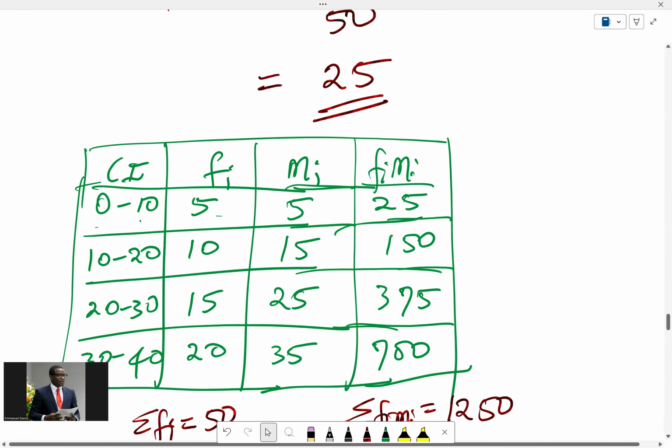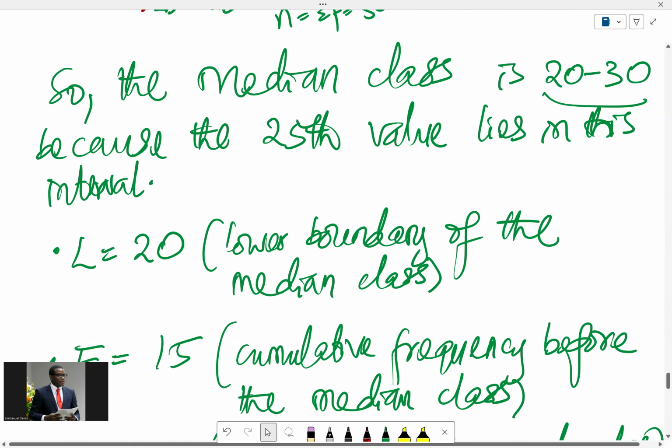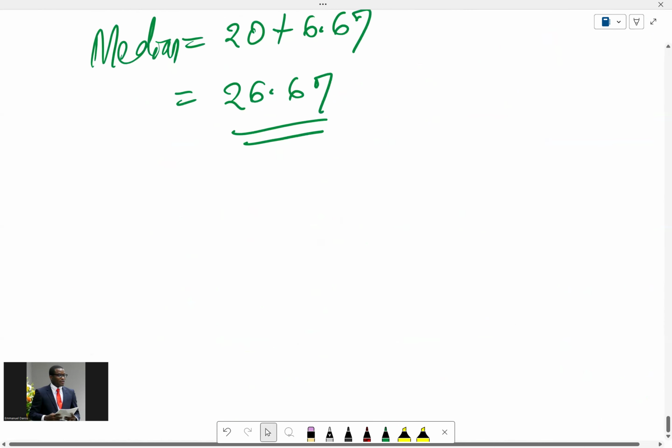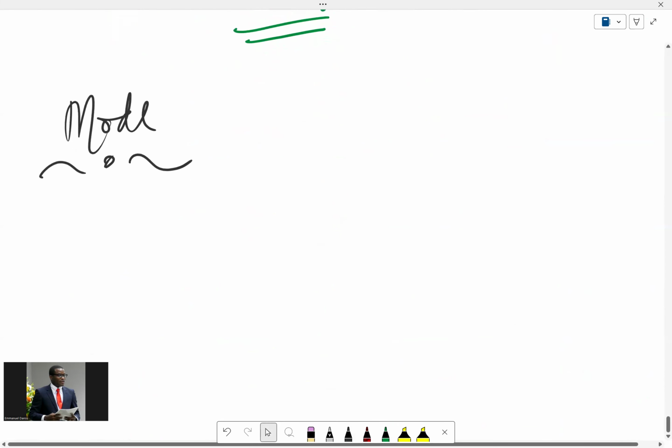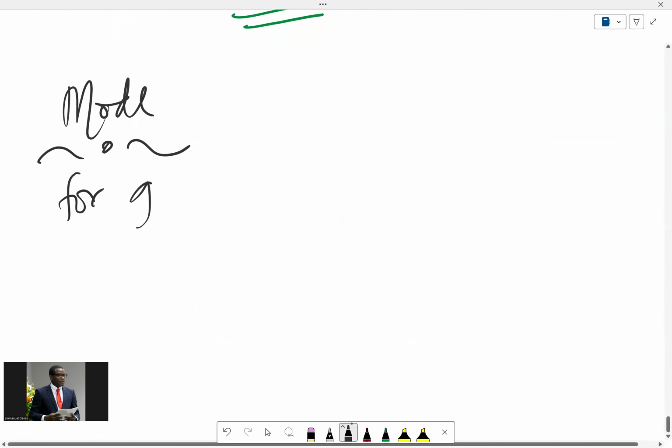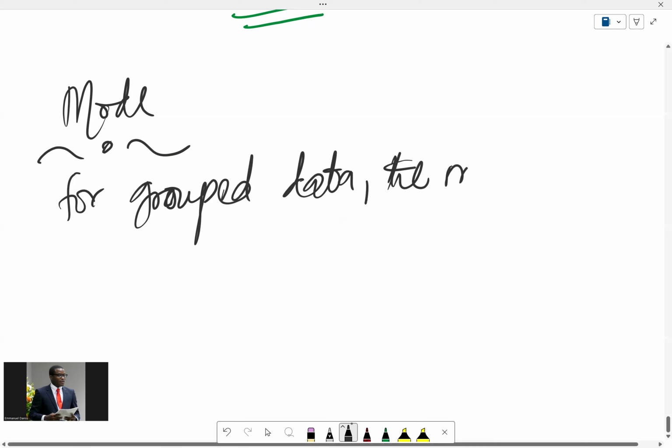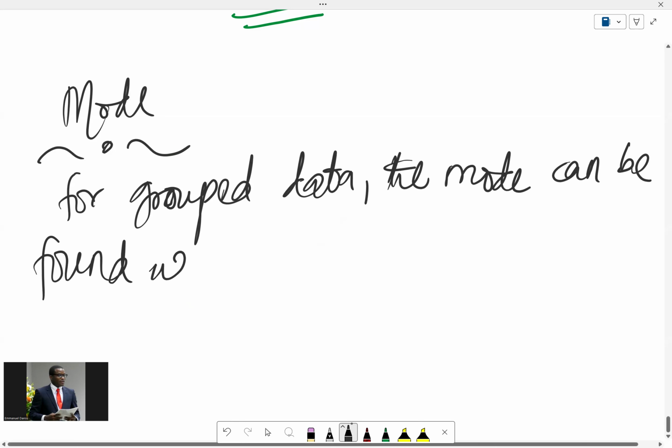Okay. All right. Let's move on to mode for grouped data now. Let's talk about mode for grouped data. How does that work? Again, we have another formula. For grouped data, the mode can be found using the formula.